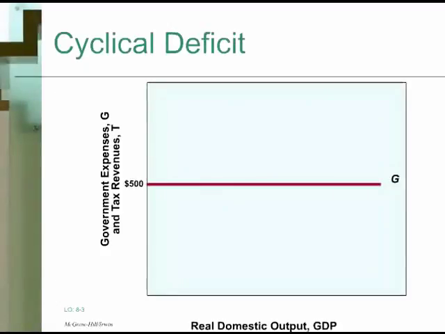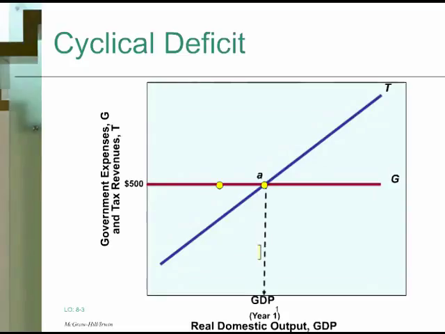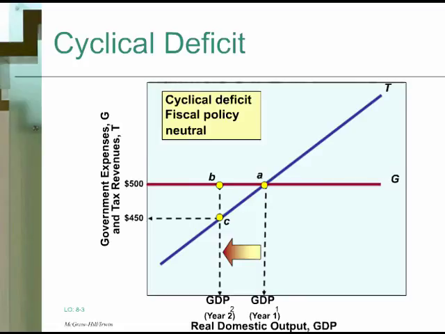We can use the same graph that we used for built-in stabilizers to analyze cyclical deficit. When the economy falls into recession, taxes fall below government spending.